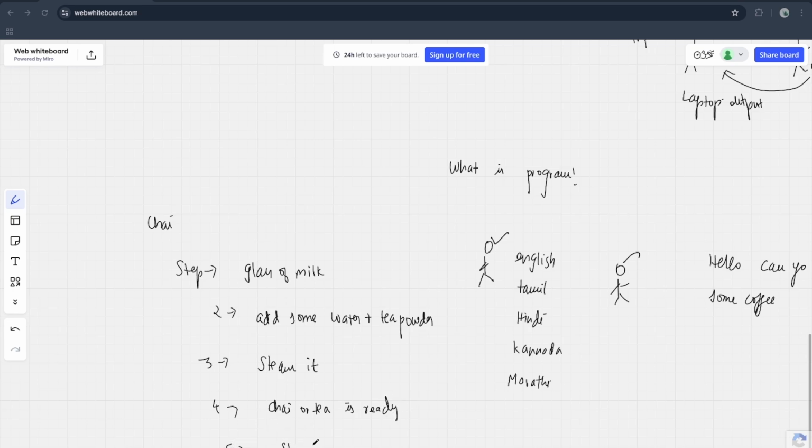Stop. That's it. So now you can understand, it is a step-by-step instruction. Step 1, 2, 3, 4, 5, and the result you get is that it gets things done. So this is what a program is. A program is nothing but a set of instructions which is written by a programmer.